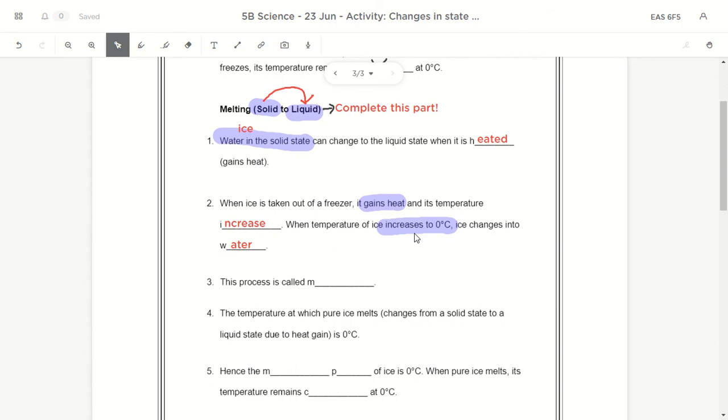When it's in the freezer, it's actually very low, below 0 degrees. But once you take it out, the temperature of the ice increases to 0 degrees. This is an important point, later we'll talk about this. Ice changes into water, and that's why it starts melting. This process is called melting.